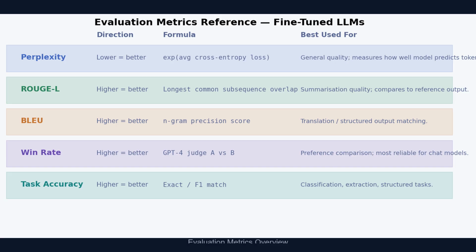Task accuracy, exact match, or F1 is what you'll use most in this course because structured extraction tasks have a clear right answer. Knowing which metric fits your task means your evaluation actually measures what you care about.